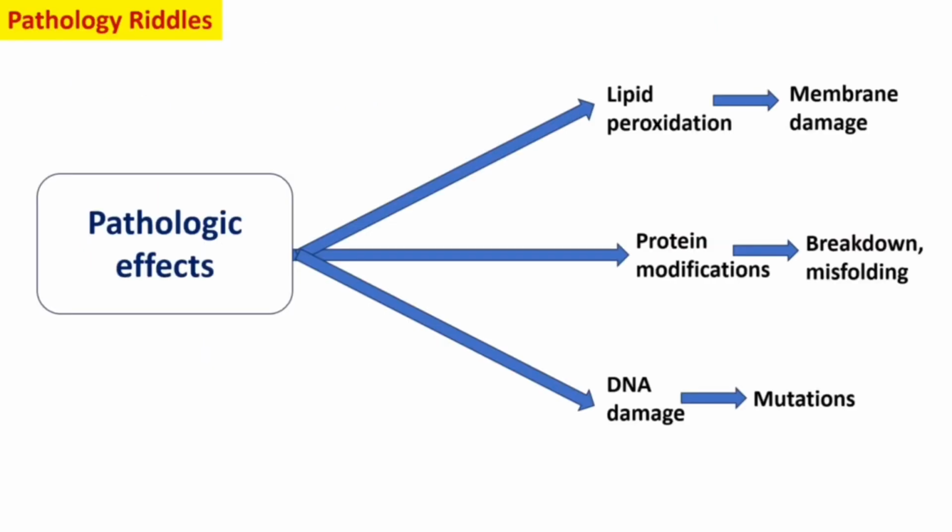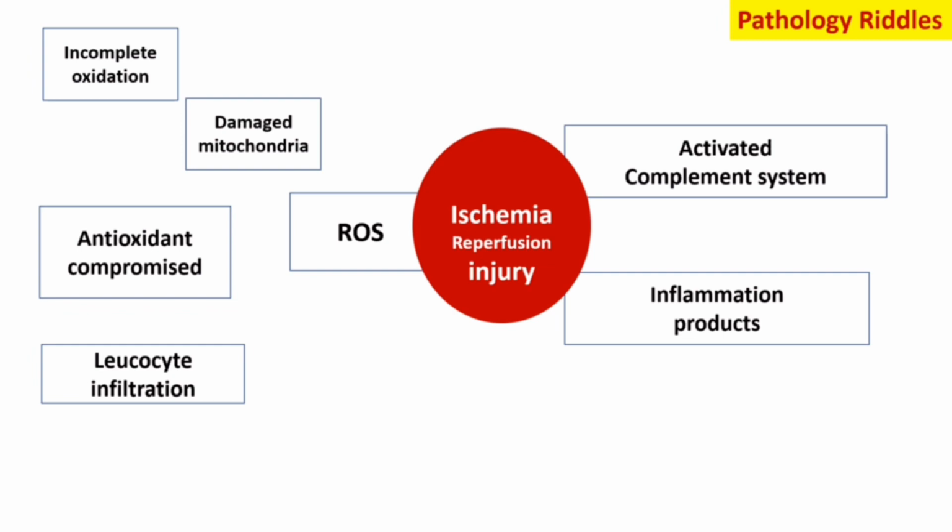So how can these reactive oxygen species or free radicals cause damage to our body? They can cause lipid peroxidation. The lipids present in the membrane can undergo peroxidation and that can damage the membrane. They can cause modifications in the proteins, which can break down the proteins or cause them to misfold. And then finally they can also damage the DNA, leading to mutations in the DNA. So the free radicals cause all these changes in our body and that's how they cause oxidative stress. So that completes oxidative stress.